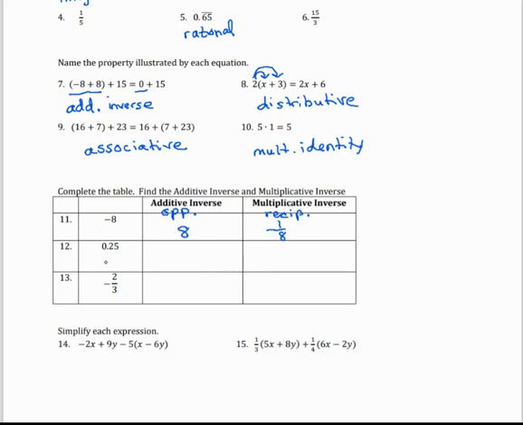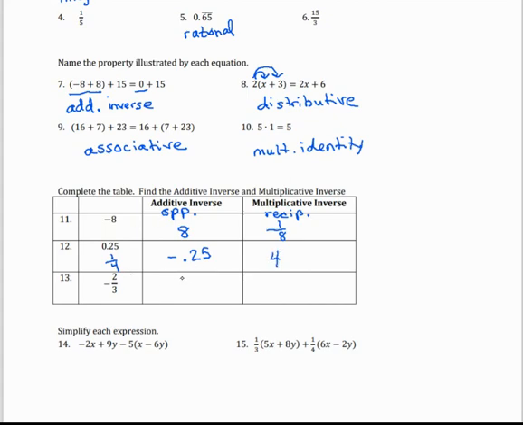Okay. How about 0.25? Well, that would just be -0.25. How about the multiplicative inverse? What's the reciprocal? If it helps you, remember 0.25 is 1/4, right? 1/4. So now, what's the reciprocal of 1/4? It's simply 4.